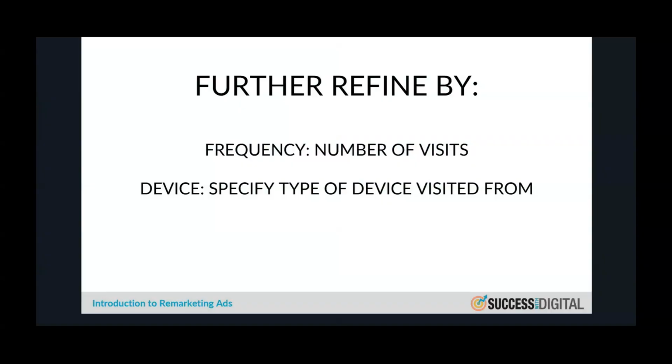There are a few different ways that you can refine your audiences. You can do it by frequency. So if someone visited my summer category on my website at least 3 times, I want to have them added to this audience. You can also specify device. So if you only want to target people that are on iPhones, you can specify iPhones, or mobile over desktop, and that kind of thing.